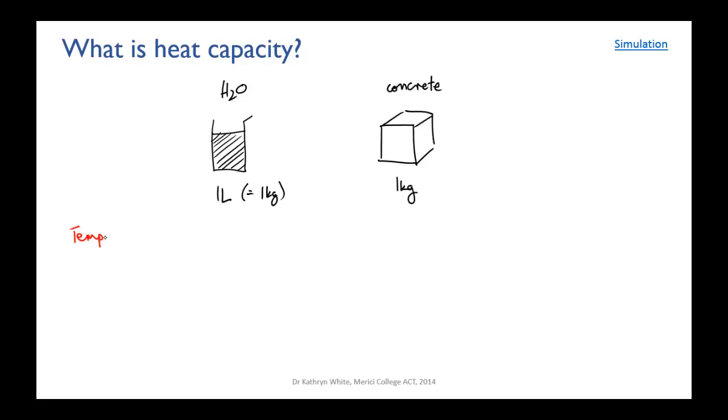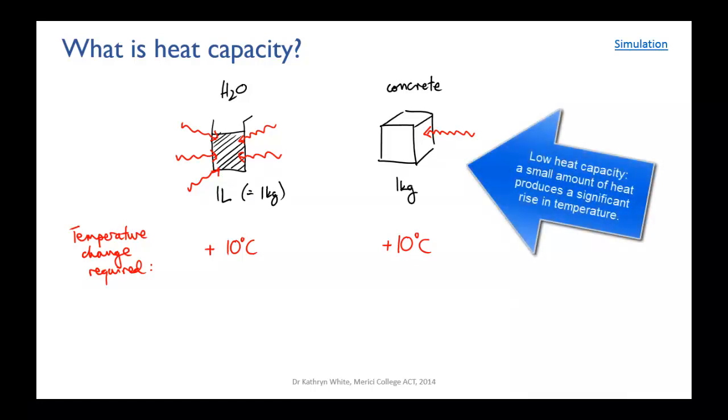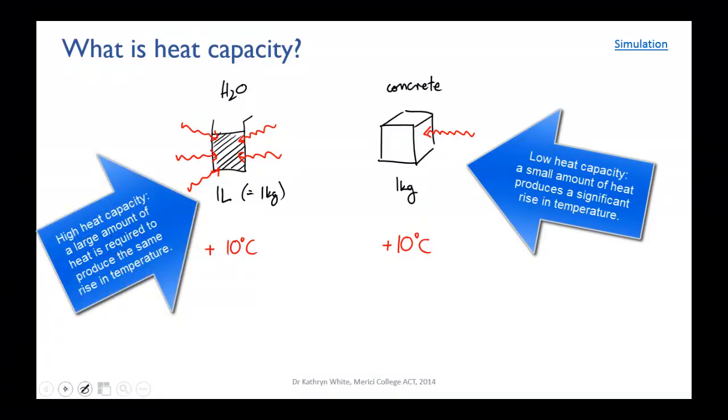and say you want to raise the temperature of both of them by some defined amount. It would take almost 5 times as much energy to do that to the water as it would to the concrete. We call this heat-absorbing property heat capacity. For something that has a low heat capacity, gaining just a little heat will raise its temperature significantly, whereas something with a high heat capacity, like water, can absorb a lot of heat energy before its temperature rises very much.